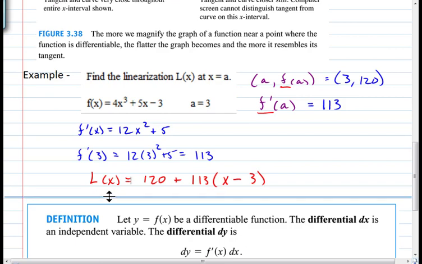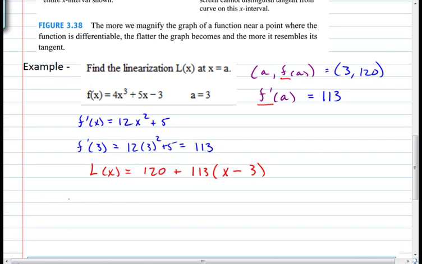So let's look at this. If I wanted to know, let me grab a different color here. It's 4 times 3 cubed plus 5 times 3 minus 3. You plug the 3 into the function. So let me pull up the calculator because I want to do a table comparing some things here.